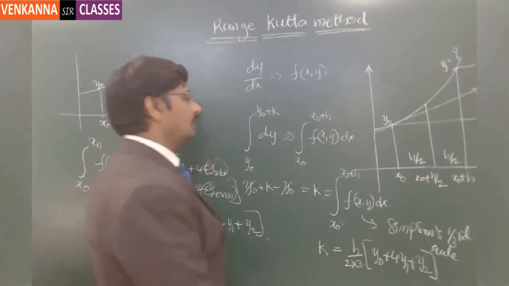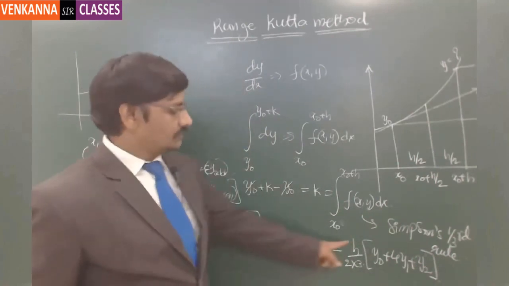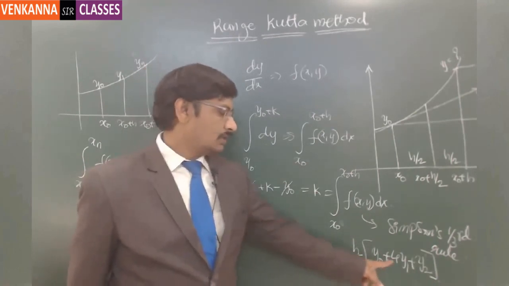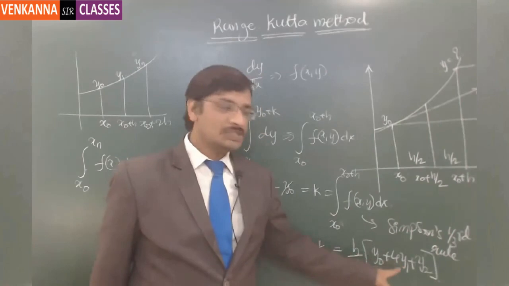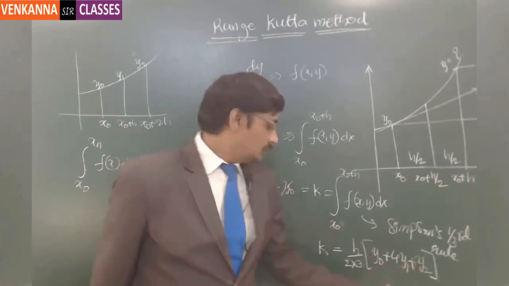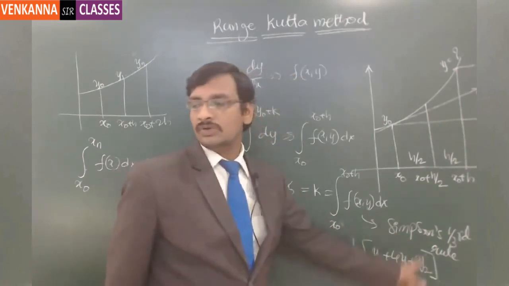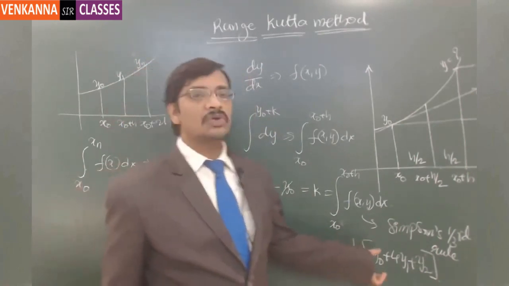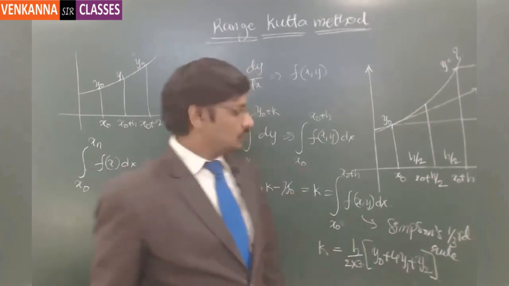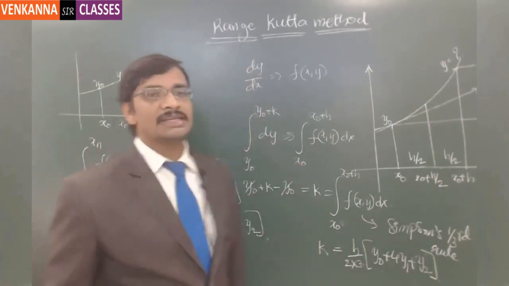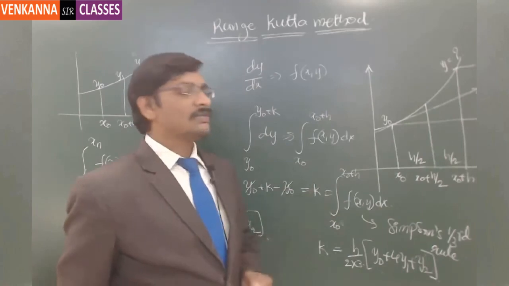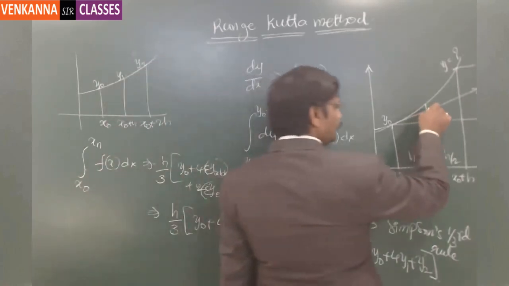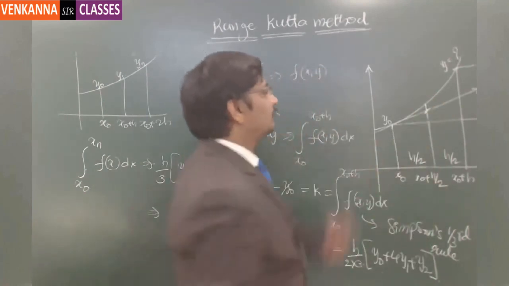That's why in Runge's method this is going to be h by 6, or 1 by 6 times h into y0 plus 4 times h into y1 plus h into y2. This is how you represent the value of the integral with the help of Simpson's one-third rule, in terms of k. So this is Runge's method. Now in Runge's method, what we are trying to do is treat this value as if it were like this value.